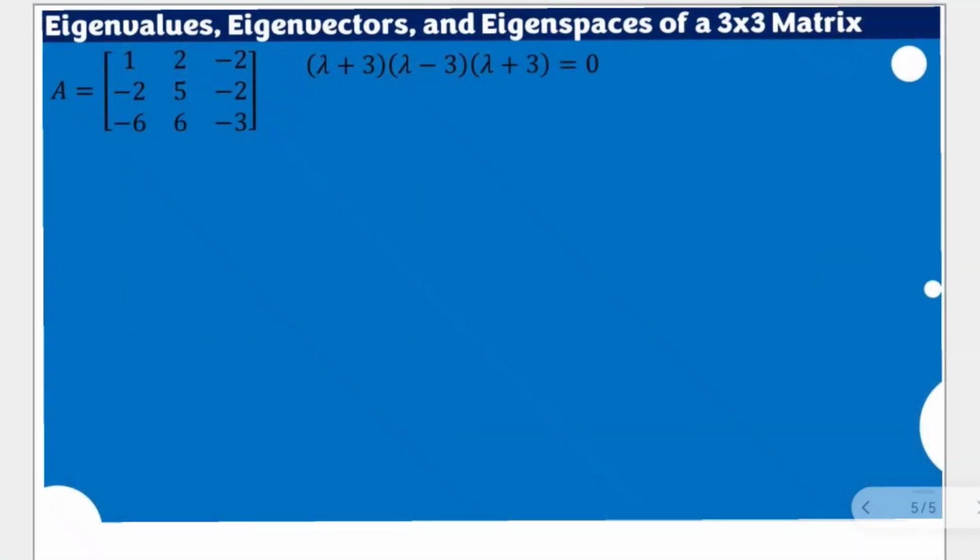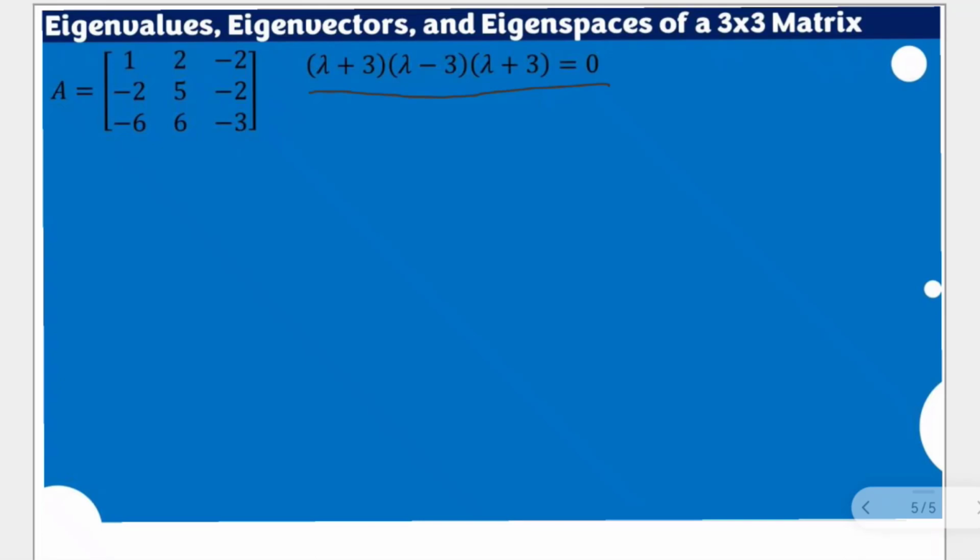Hi everyone! Here we are going to continue solving for the eigenvalues, eigenvectors, and the corresponding eigenspaces of this given 3x3 matrix A. We are going to use this characteristic equation that is already provided in a separate video on the same matrix, since this characteristic equation will allow us to solve for the eigenvalues, the corresponding eigenvectors, and an eigenspace.